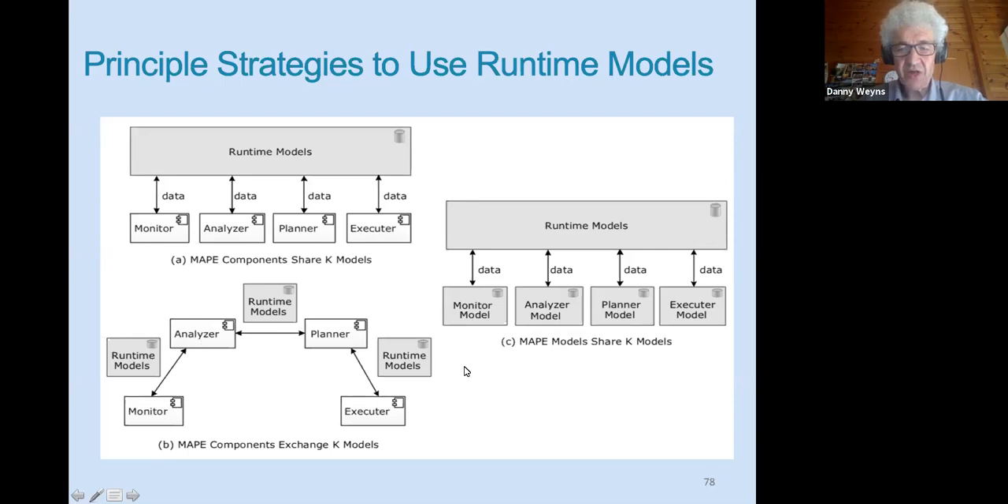And the last, more exotic way is where not only the runtime models are models, but also the MAPE elements are models. And then these MAPE models, of course, need to be executed by some execution engine.